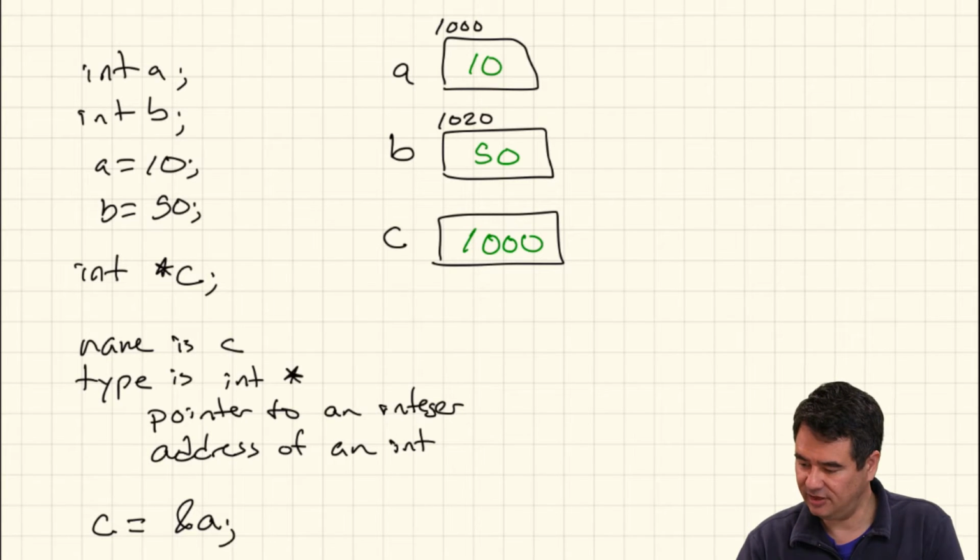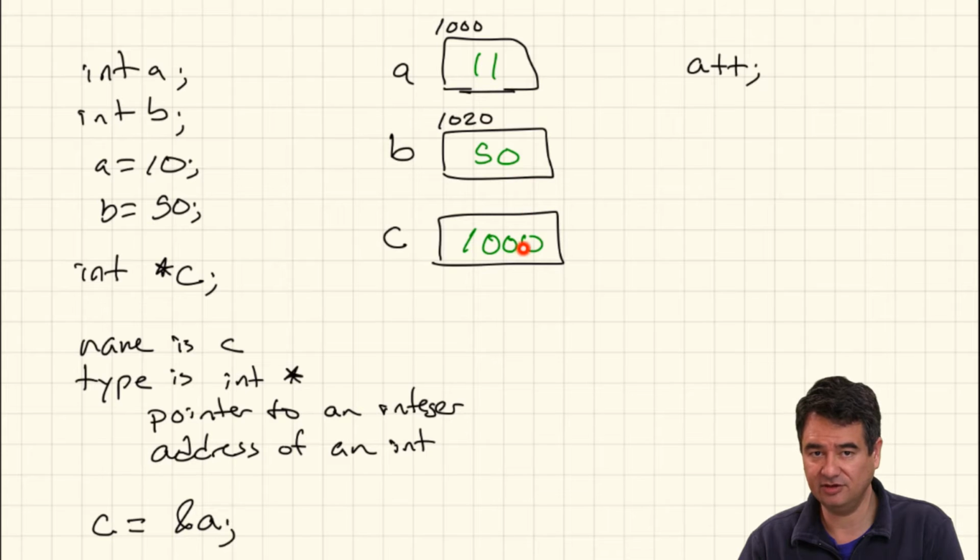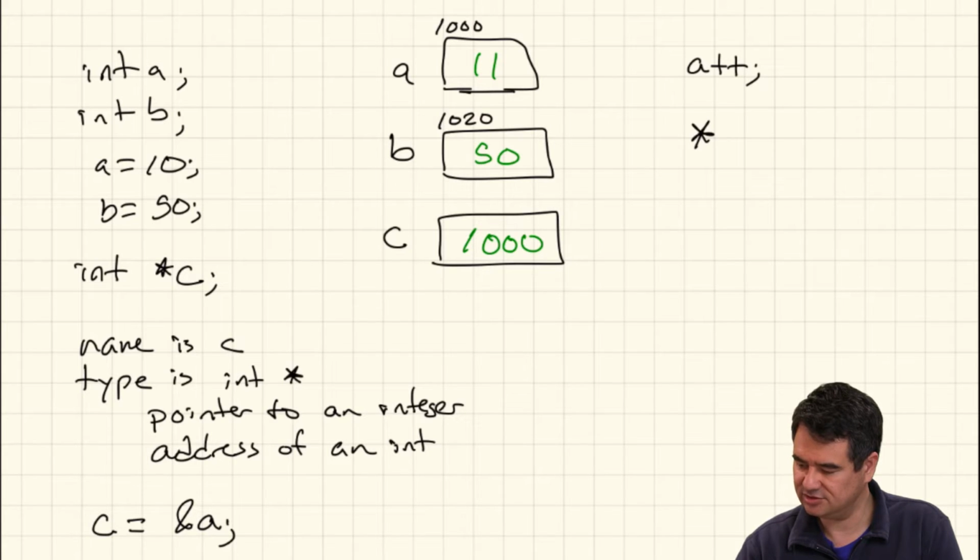All right, so now if we do something like A++, just like before, we're going to take the value that we find in A, add 1 to it and change it to 11. Okay, but notice that none of the others have changed here. Neither C nor B have changed. Now let's do something, and this is where it's different. We go star C++.